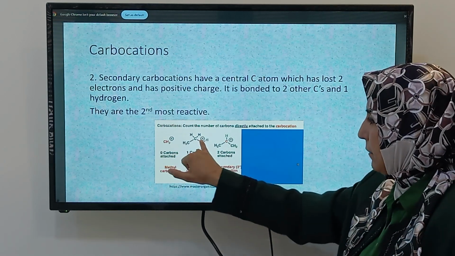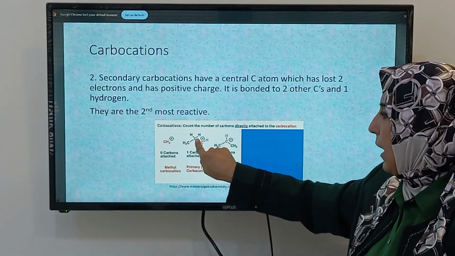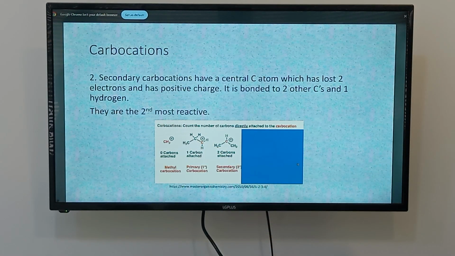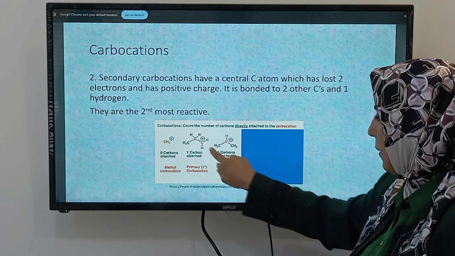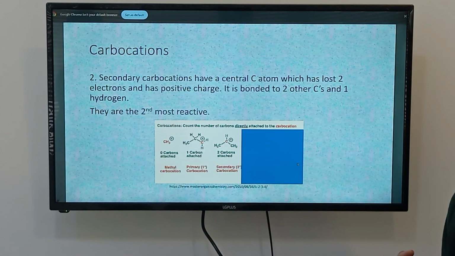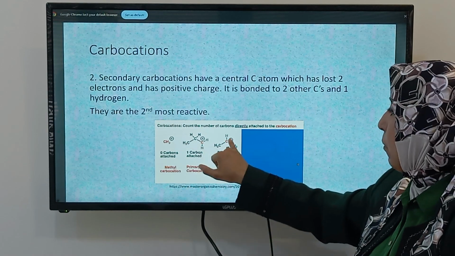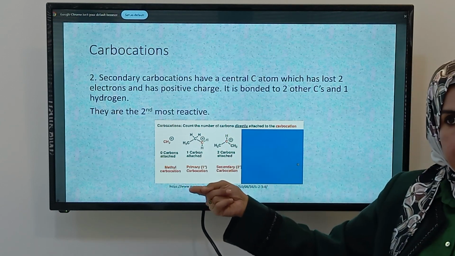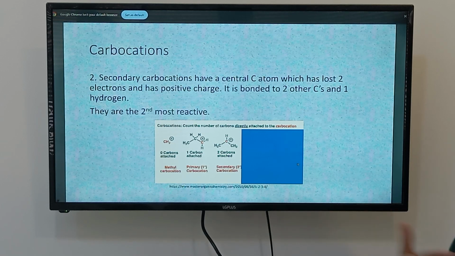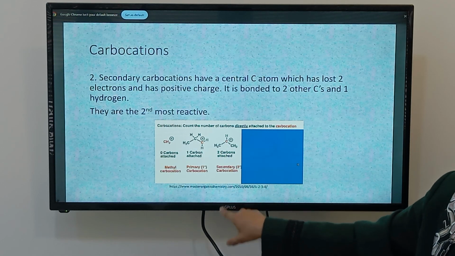In other words, here we have the central carbon atom bonded to a methane atom. This methane atom has two hydrogens and two carbons. These two carbons can react with another hydrogen. So there will be CH3 here and CH3 there, while they connect with the hydrogen. This hydrogen can be more reactive because it can be replaced with another product. This model we call a secondary carbocation.